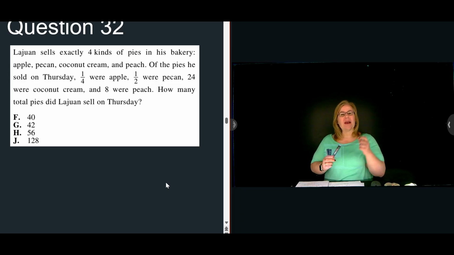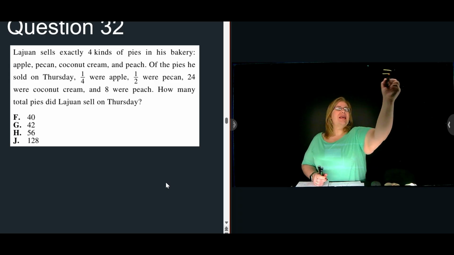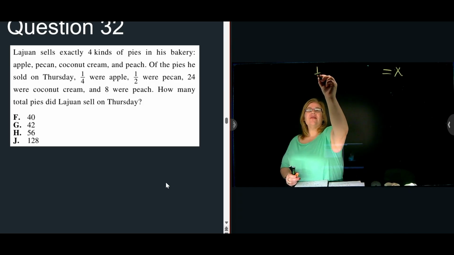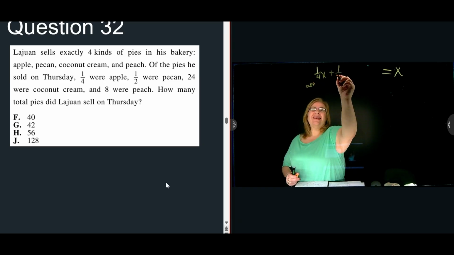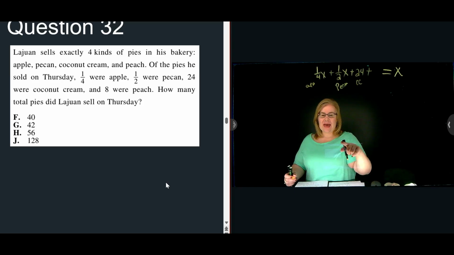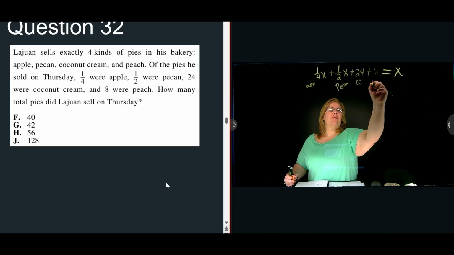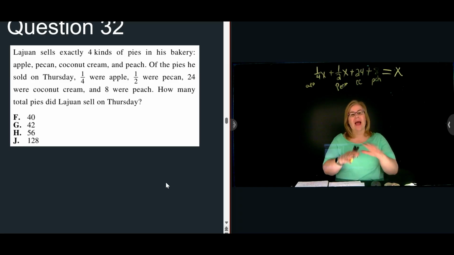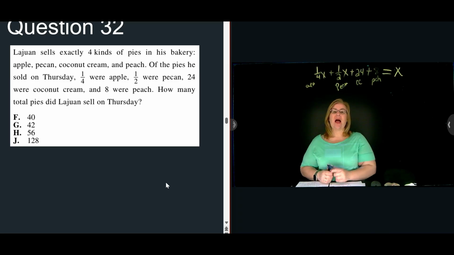So let's go ahead and write what we know. We know he sold x amount of pies. I know that 1/4 of that x was apple, plus 1/2 of that sold was pecan, plus 24 was the coconut cream, plus we have how many? We have 8 peach. All right, so that's what I get when I make an equation from this problem. Now, what does my question want me to answer? It wants to know how many he sold.